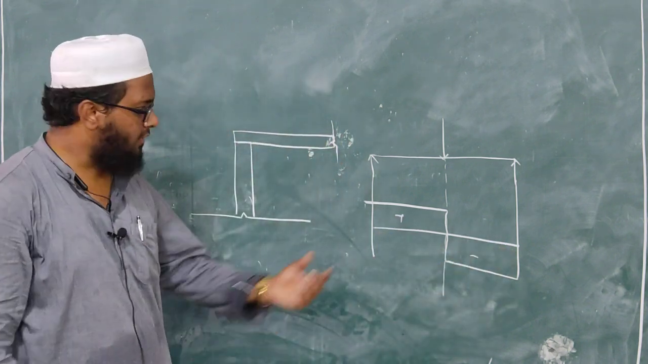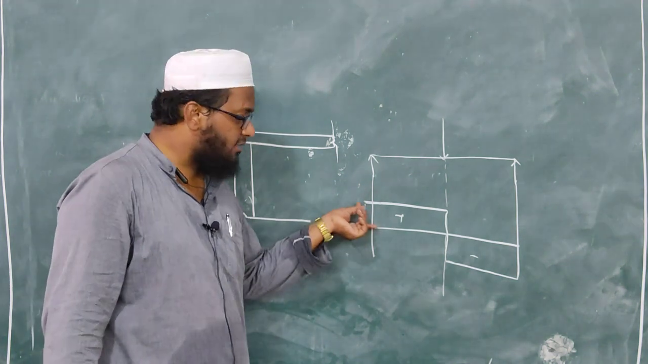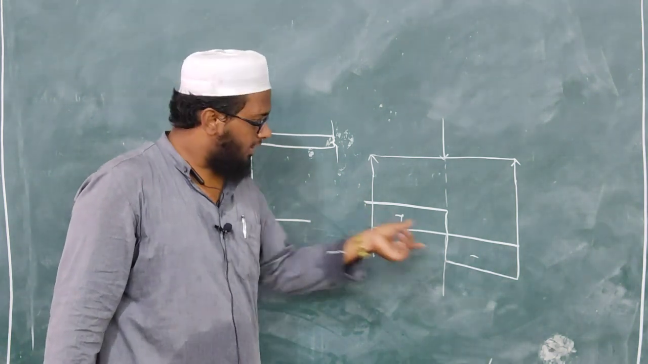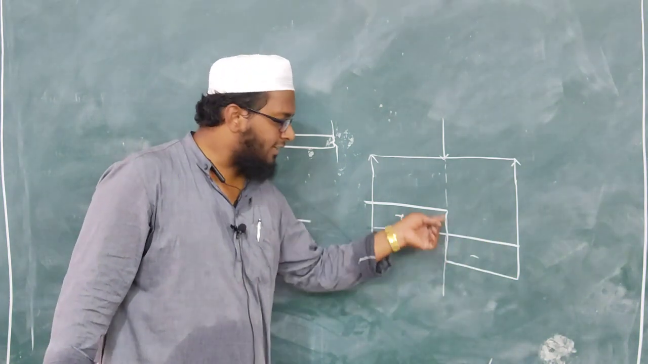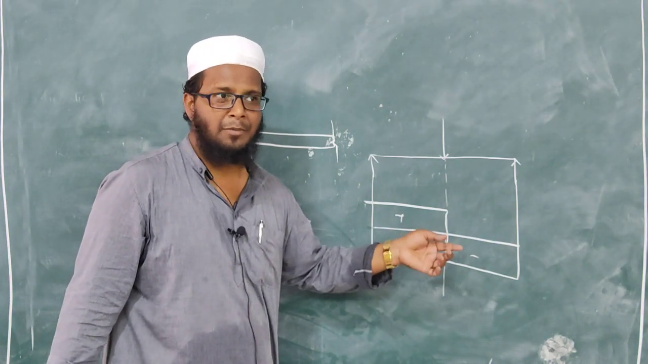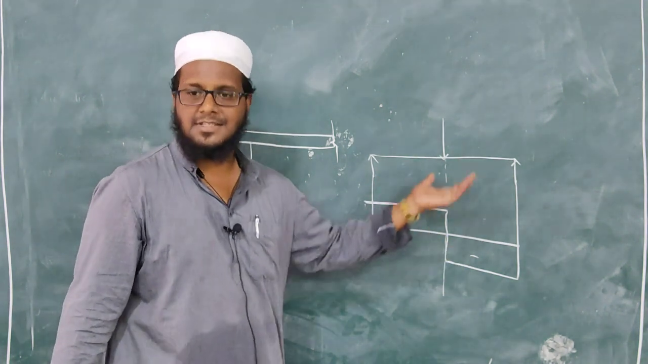So what do you mean by this? At this particular junction, the beam column junction, we have maximum shear force. Here also it is maximum shear force, and at the center shear force will become 0. Shear force will change its sign.